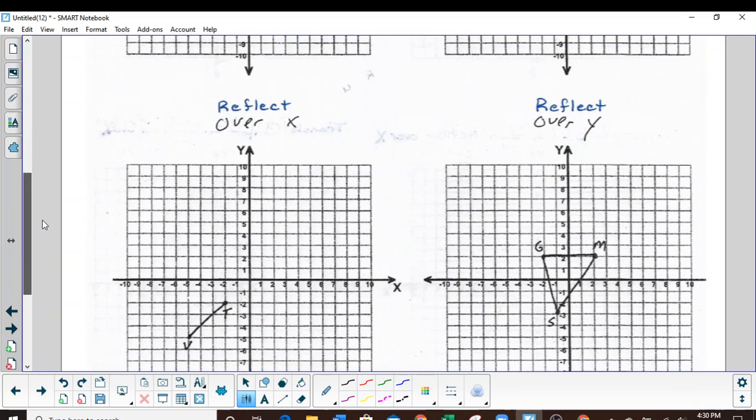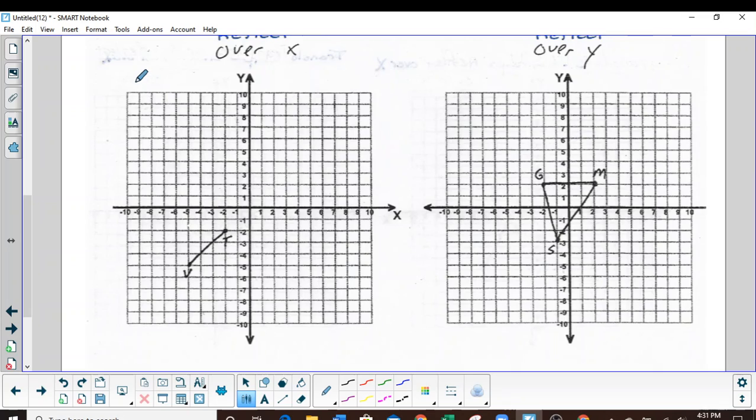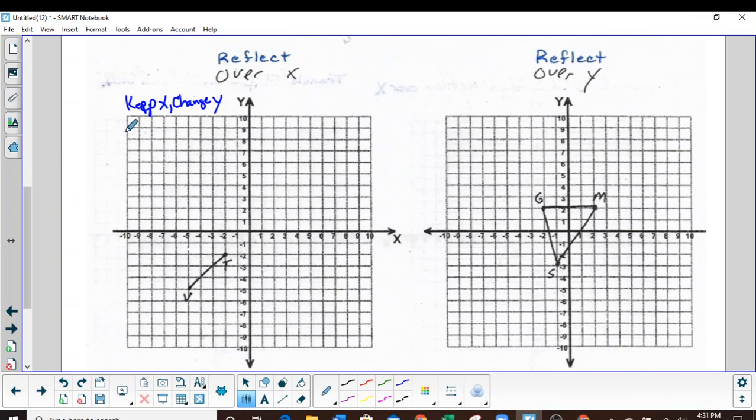Okay? Got two more of these. This one says over x. So we're going to keep x and change y. Okay, we only have two ordered pairs. It's just a straight line. I think that's V and T. So V is -5, -5. And T is -2, -2.